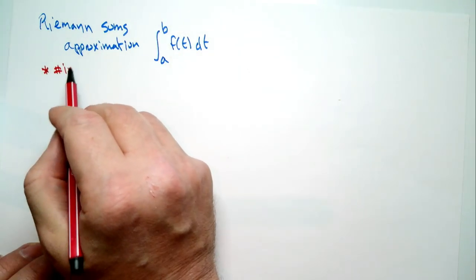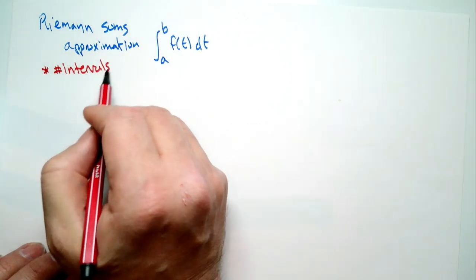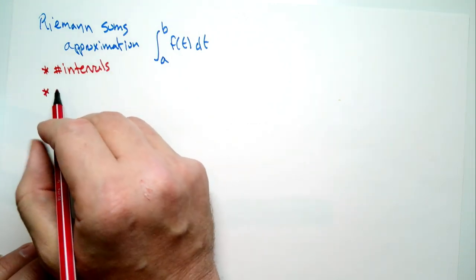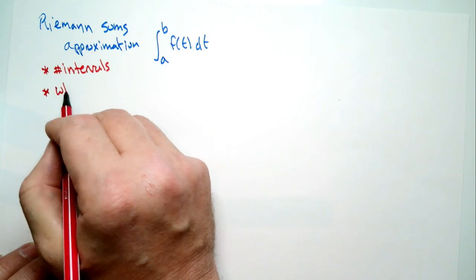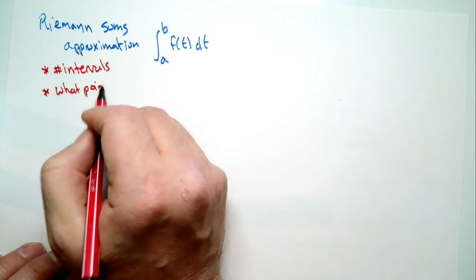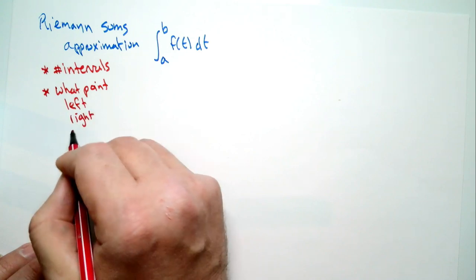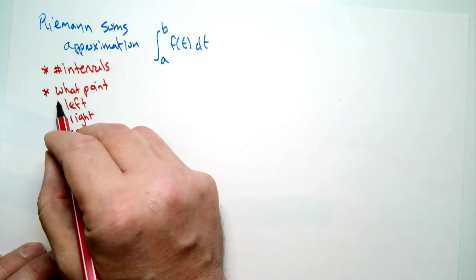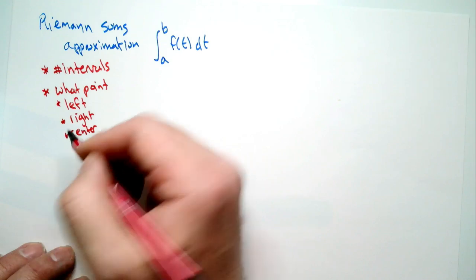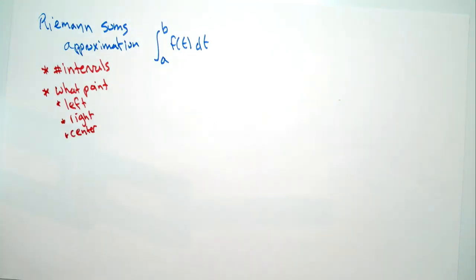So you're breaking things up into pieces. And you need to know where to find the point. So the typical points are left, right, and center. Those are the main ones. Okay. So what do I mean by the point?